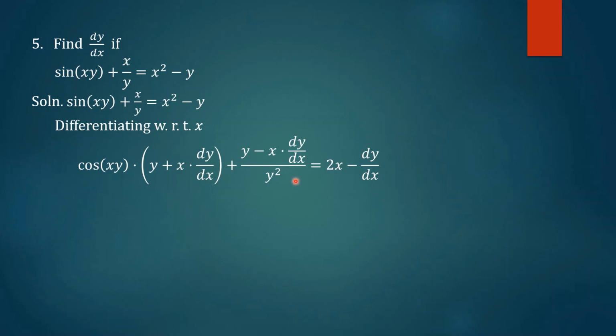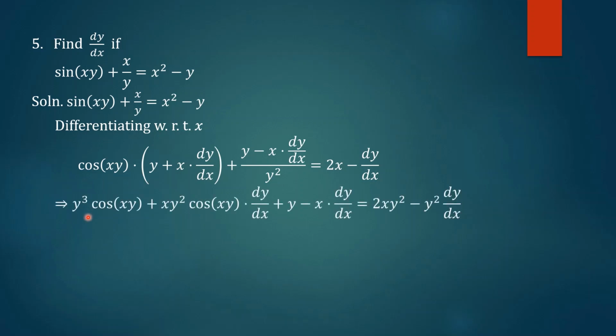Complete this product. As well, you multiply by y square here, multiply by y square and complete the product. So y square multiplied with y will be y cube. You see y cube into cos of xy. Then y square cos xy into x, that is xy square cos xy into this dy/dx. Then plus this y square is already gone. So y minus x dy/dx is equal to, this y square is going here, so twice xy square minus y square into dy/dx. I think you understood this line, and see this line sincerely.